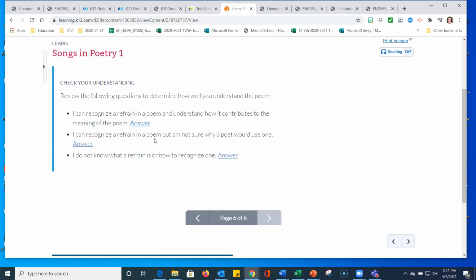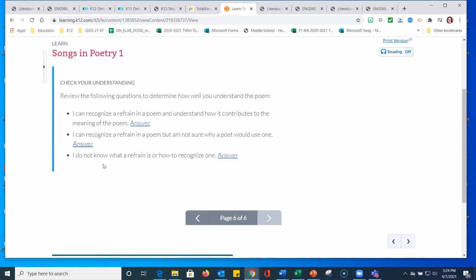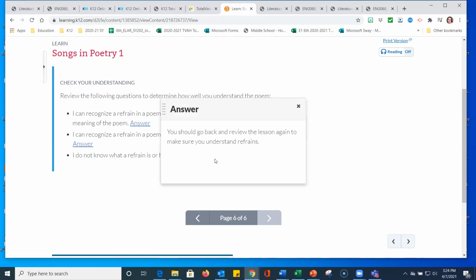I can recognize a refrain in a poem, but I'm not sure why a poet would use one. When you come to the refrain, think about why the poet would want to include repeating text. Examine the differences between the refrain and other stanzas in a corn song. I do not know what a refrain is or how to recognize one.